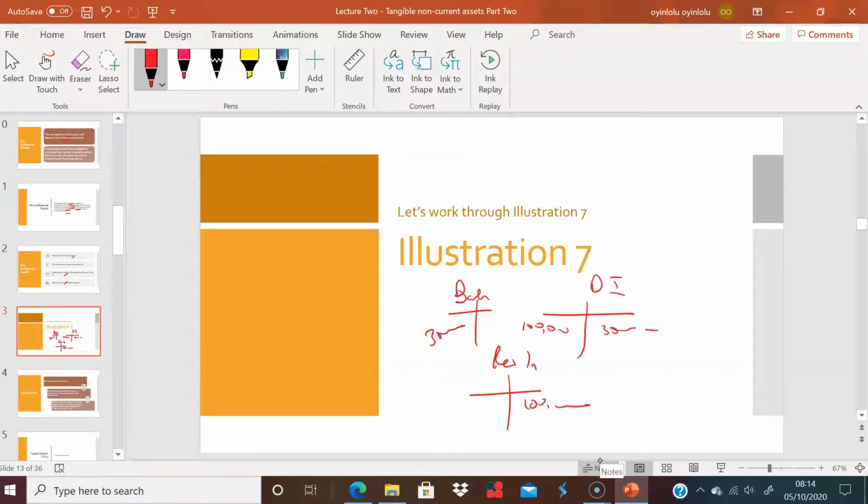So if you remember, the standard requires us to always show things that happen within a year and then things that happen after 1 year. So you need to classify that as well.